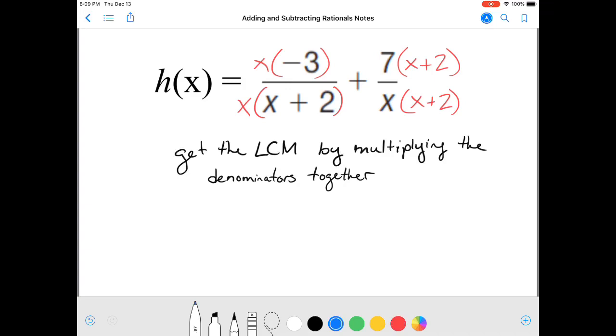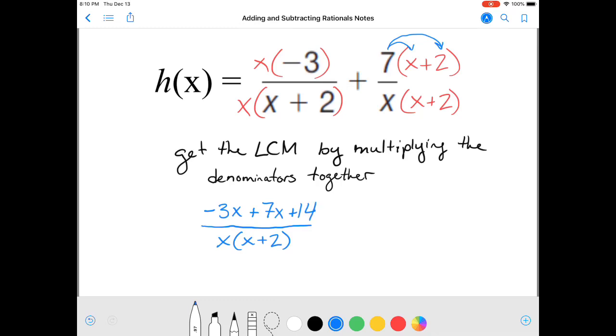So let's get our new numerators first. X times negative 3 is negative 3x. That will be over our new denominator of x times x plus 2. Then we distribute the 7 through the x plus 2 to get 7x plus 14.